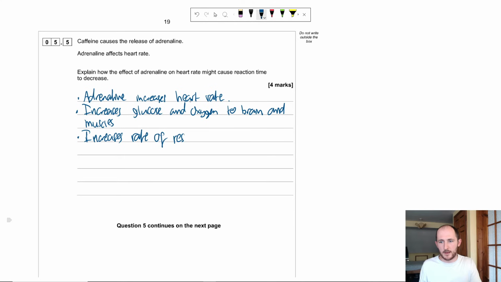Okay, and what does that mean? What does increasing the rate of respiration actually cause? Again, remember, respiration is not breathing, that's inhalation and exhalation. Respiration is the process by which energy is released from glucose. Okay, so you're going to have more energy. And what does that mean? More energy means that your muscles can contract faster. So, more energy released, causing muscles to contract faster.